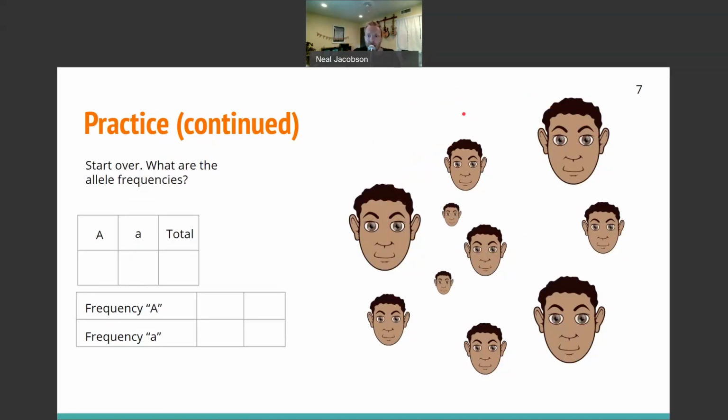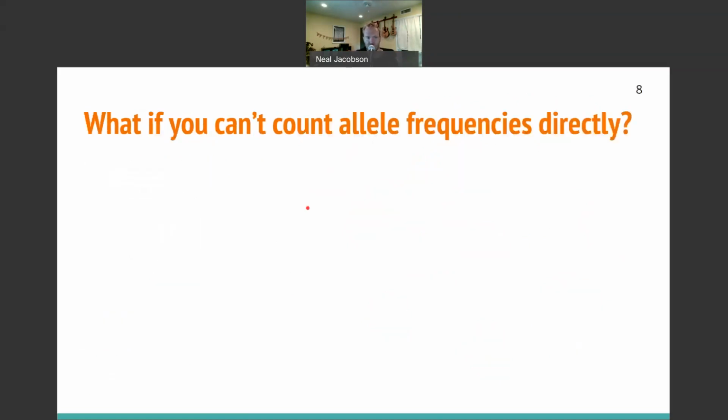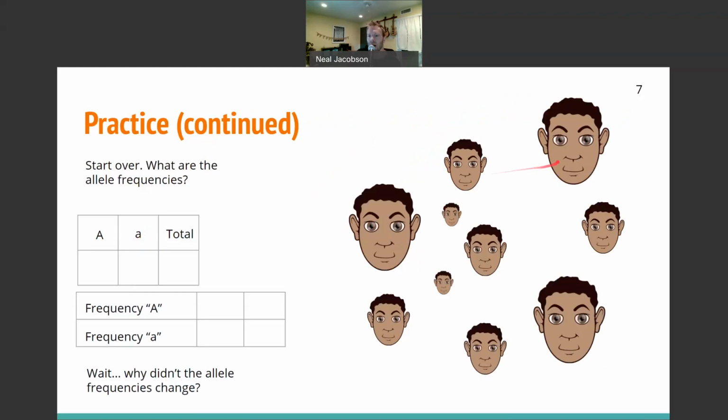All right, welcome back. Let's find the genotype. I didn't actually fill that out for you guys. I left it so you could do it, but I can do it with you real quick. So we've got 3 big-headed people.